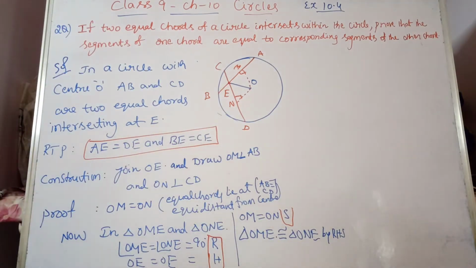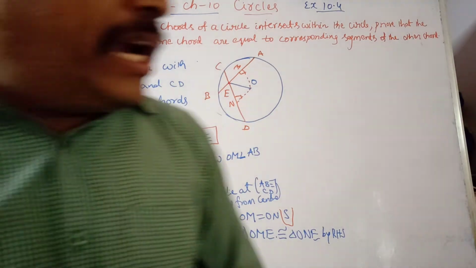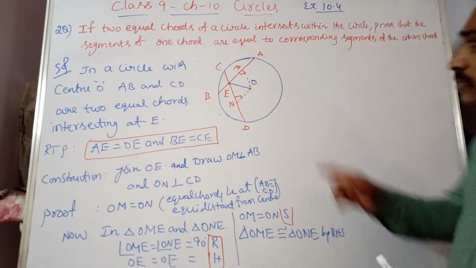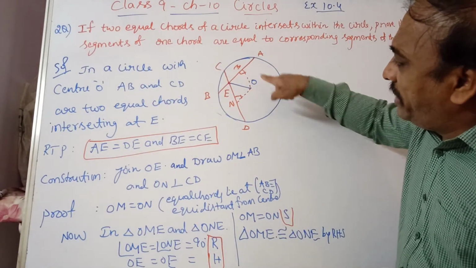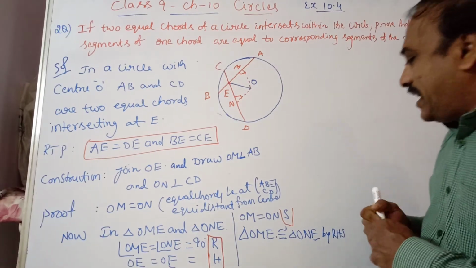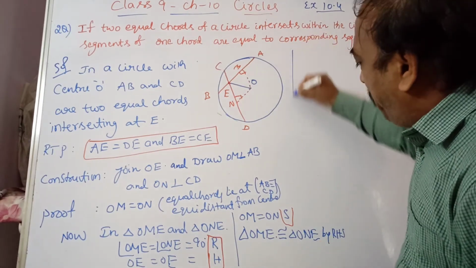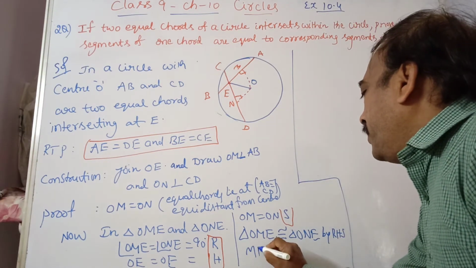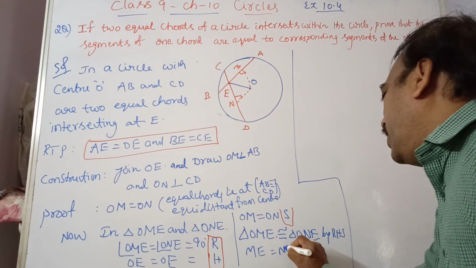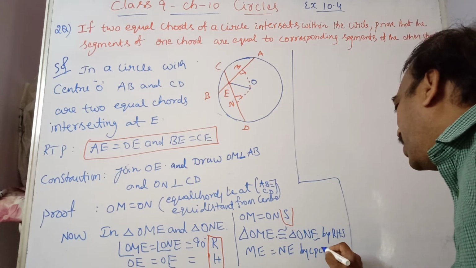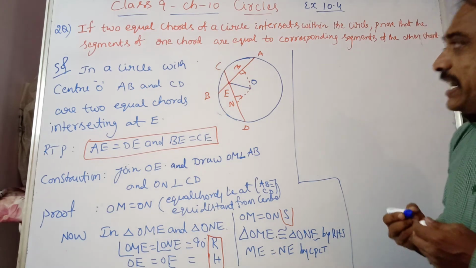Once the triangles are congruent, their corresponding parts are equal. What are the corresponding parts? In triangles OME and ONE, the corresponding parts are ME is equal to NE by CPCT, corresponding parts of congruent triangles.